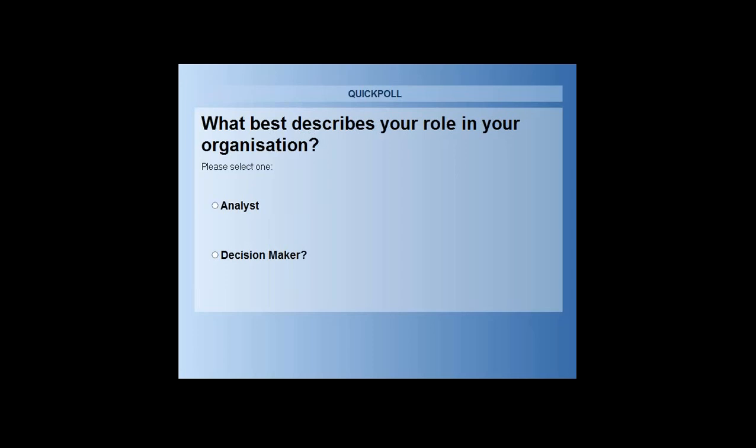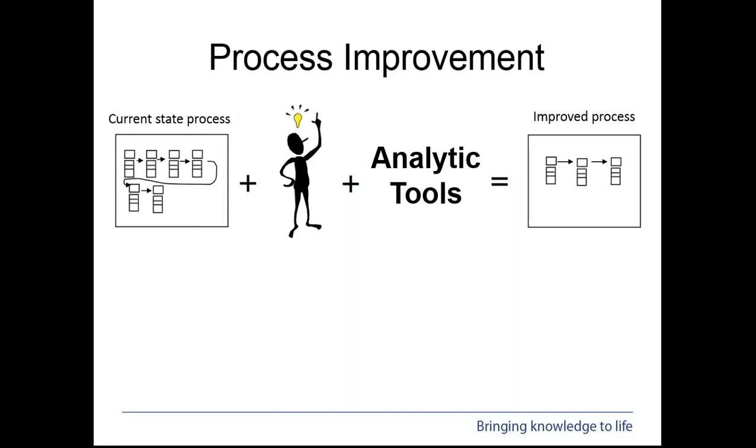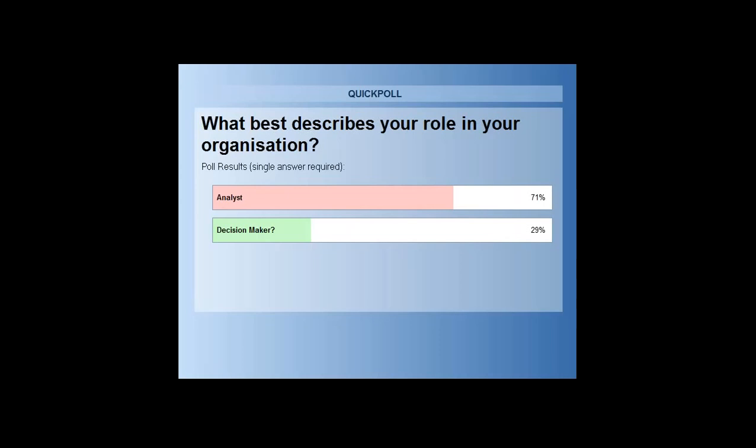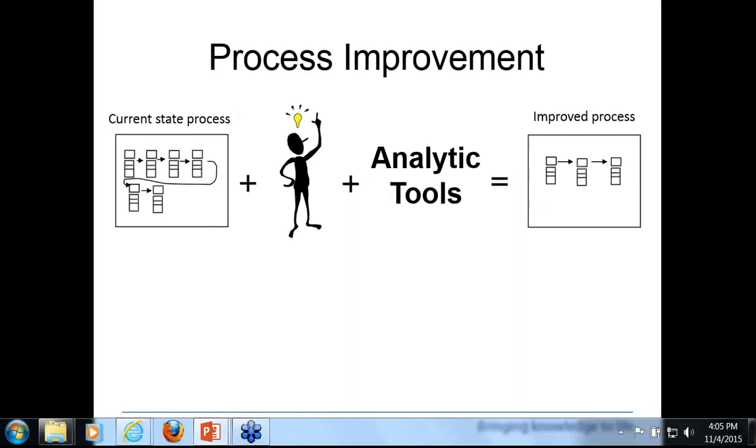Moving on with the subject, when we talk about process improvement, we are really talking about making things better. And making things better means acting on the current situation, learning from it, and doing things to make it better.